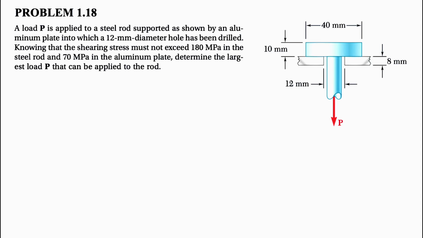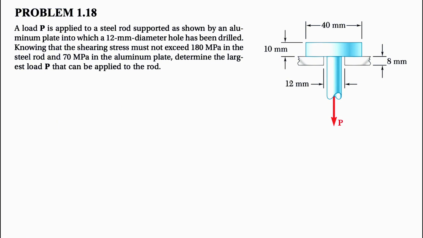Alright guys, welcome back. We're going to be solving another question from the first chapter of the Beer and Johnston textbook, Mechanics of Materials, and we have question 18. In this one, a load P is applied to a steel rod supported as shown by an aluminum plate into which a 12 mm diameter hole has been drilled. And we know that the shearing stress must not exceed 180 megapascal in the steel rod and 70 megapascal in the aluminum plate. So we need to determine the largest load P that can be applied to the rod.